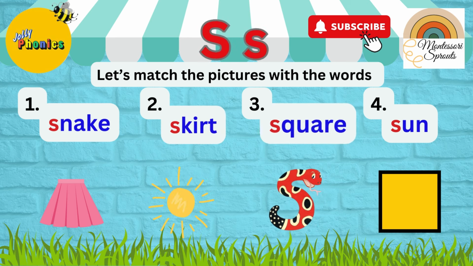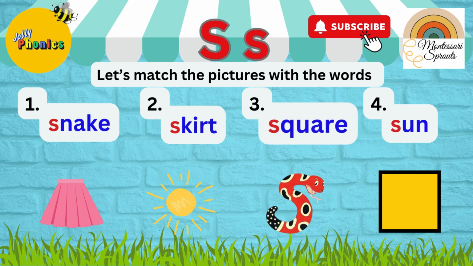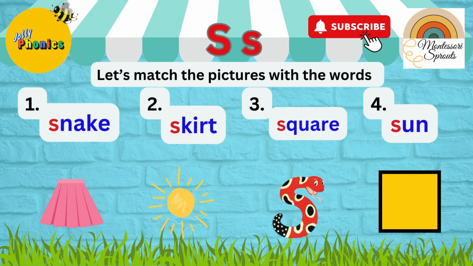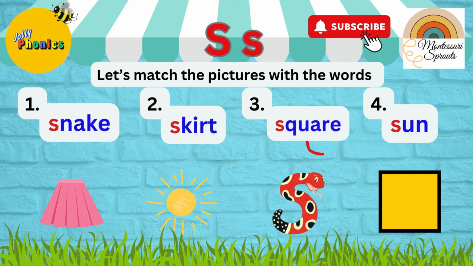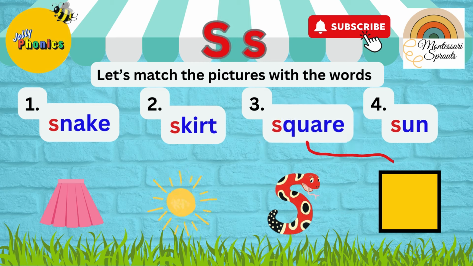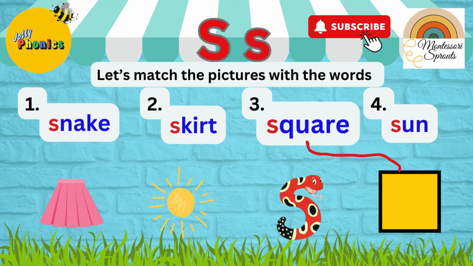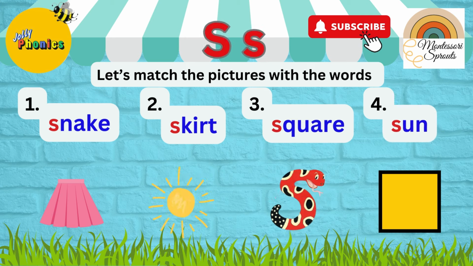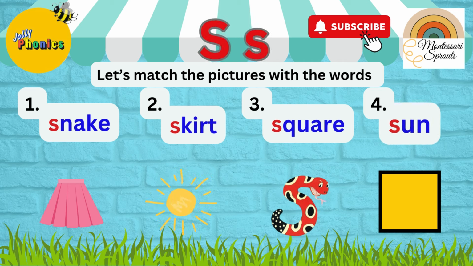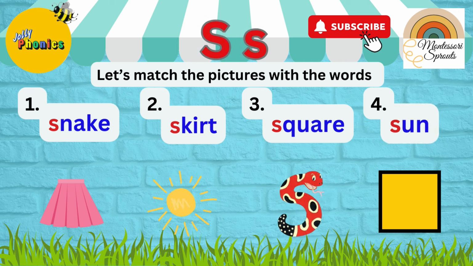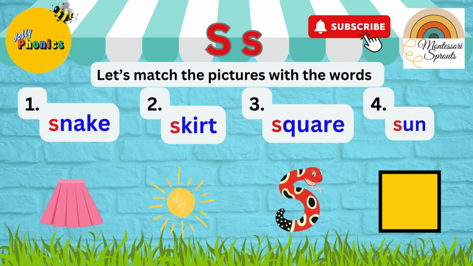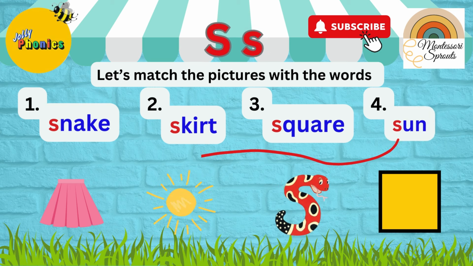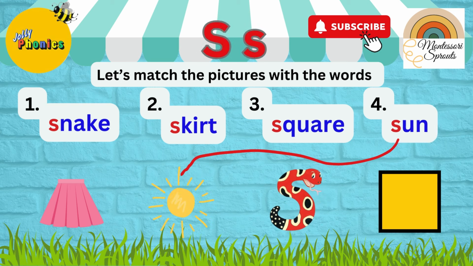Now let's find number three. And it's a square. Where's the square? It's a yellow color box and it's called a square. Let's match the last word with its picture, and it's sun. Can you find it? Excellent. It's the second picture, which is yellow color, and it's the sun.